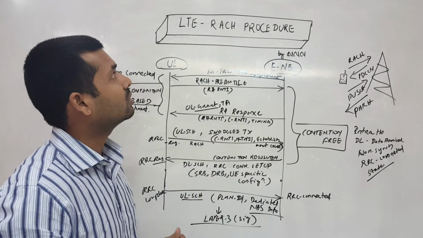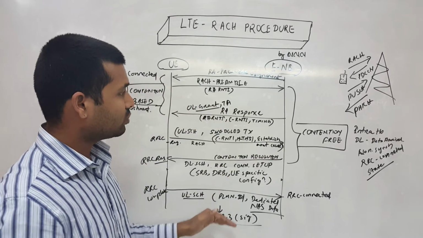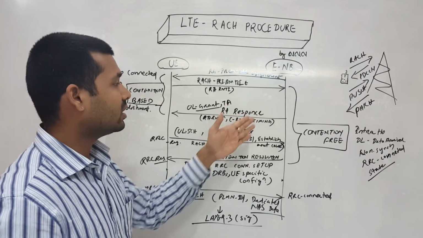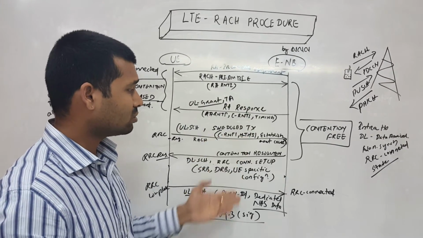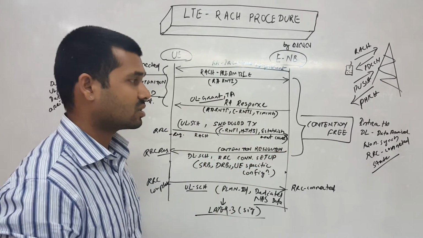So this is all about the RACH procedure, contention based, contention free, and how they work, where we use the random access RNTI, where we use the CRNTI, and all the information in every request, every channel request.